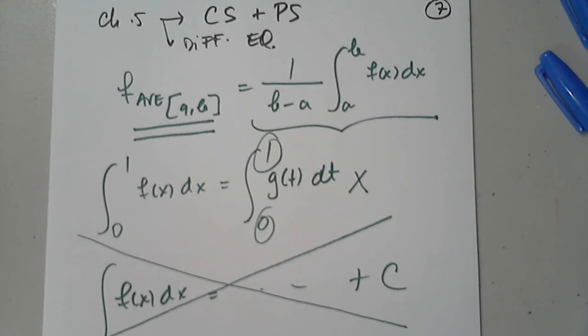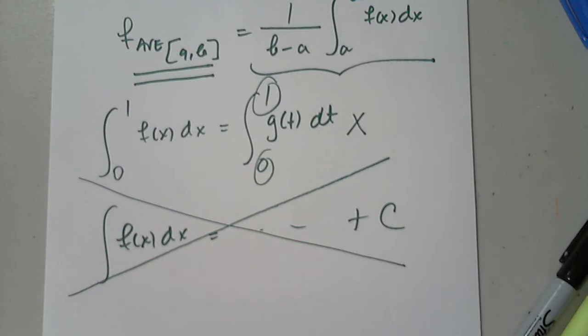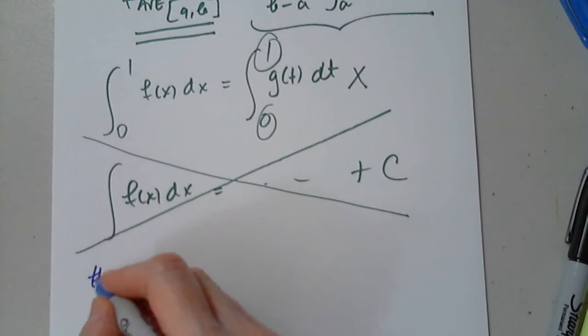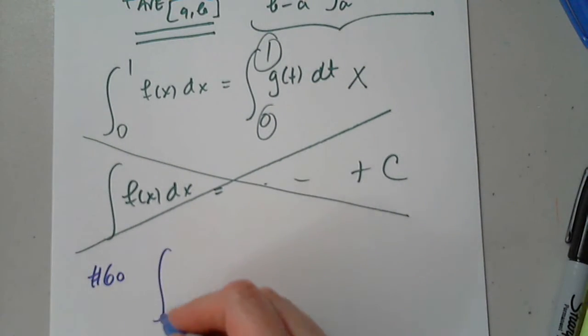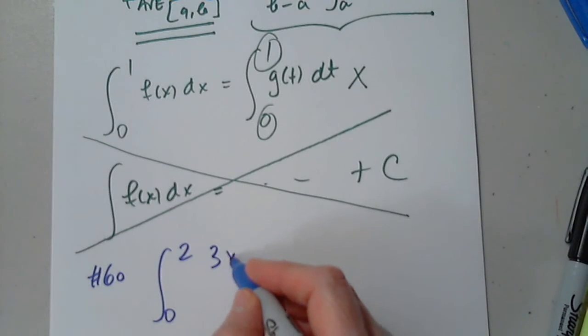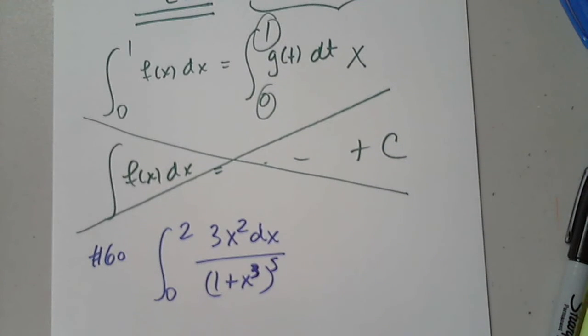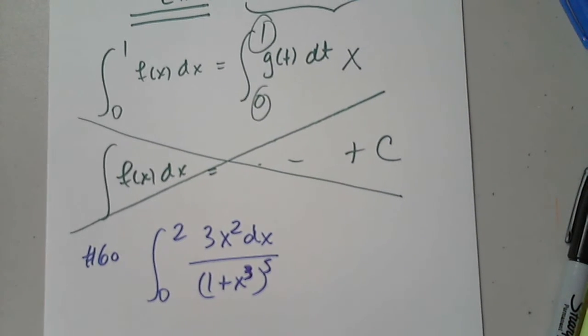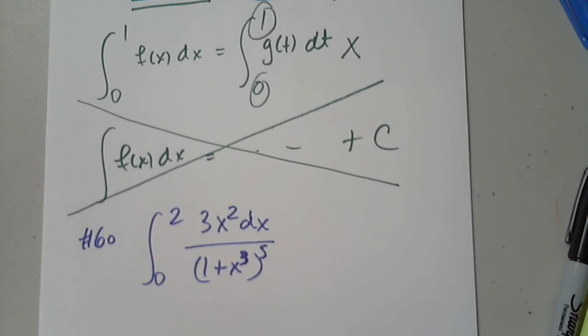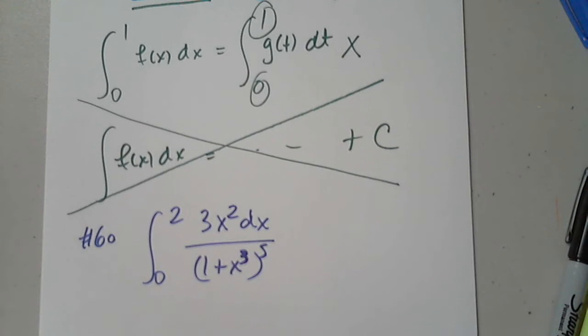Okay, what about 60? So everyone understands what I'm talking about. The integral from 0 to 2 of 3x squared dx divided by 1 plus x cubed to the 5th power. We have to treat this as a definite integral. We can't change it into an indefinite. Please do not change it to an indefinite.